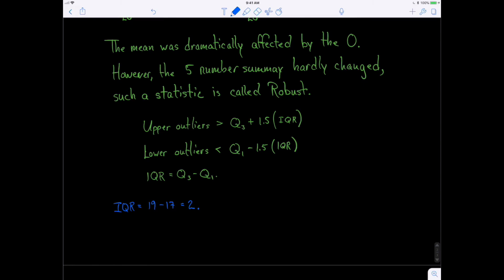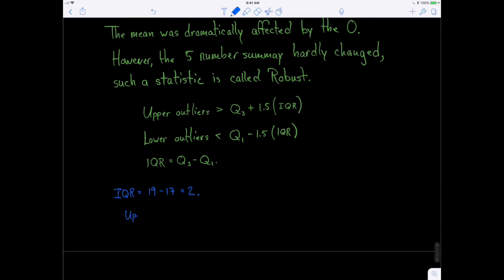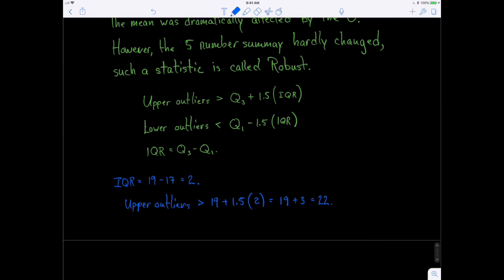Okay, then our upper outliers are anything above Q3. Well, that's 19 plus 1.5 times 2. Well, that's going to give us a 19 plus a 3. So any value above 22 would be considered an upper outlier. In this case, there are no values above 22, so there are no upper outliers.